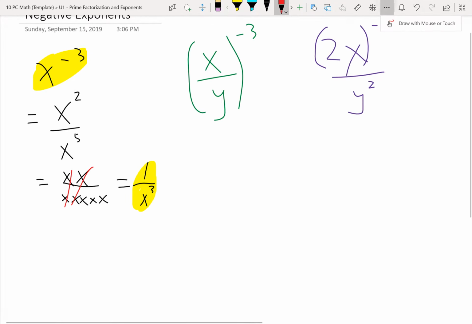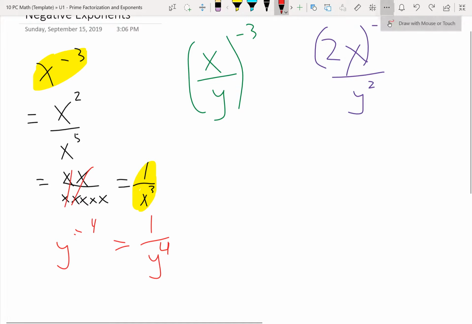If I had a number like y to the power of negative 4, okay, that's going to become 1 over y to the 4. Please be careful. A lot of students get confused when there's negatives and think there's going to be like a negative in the answer or something. It just makes it into a fraction like we can see.